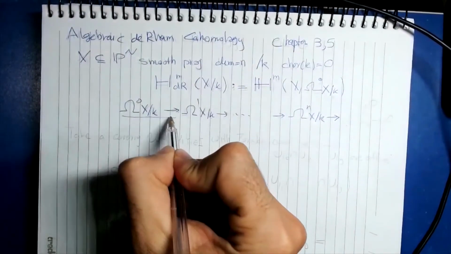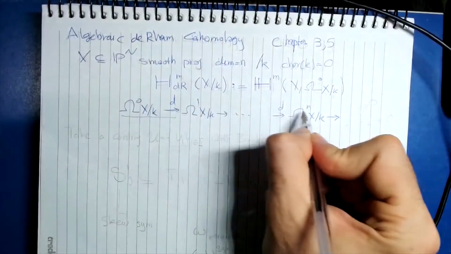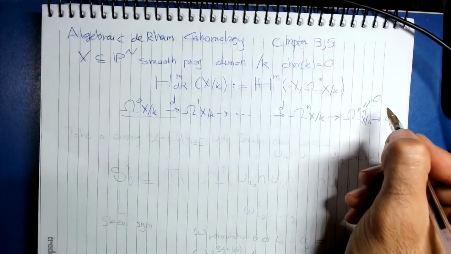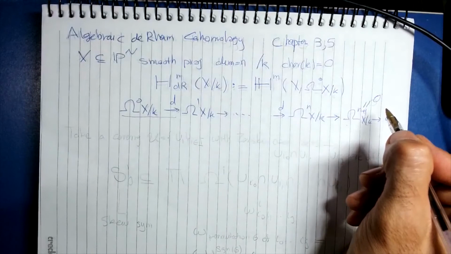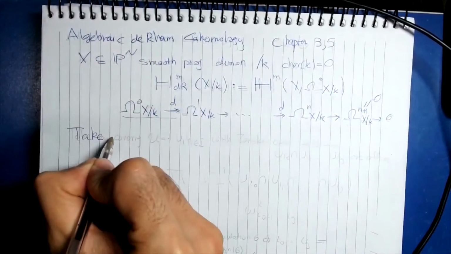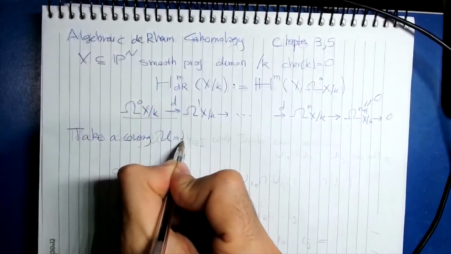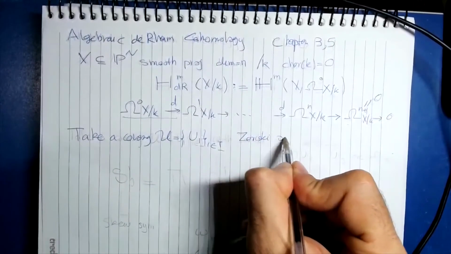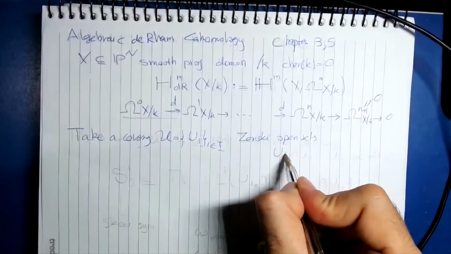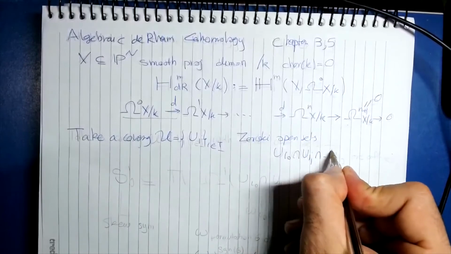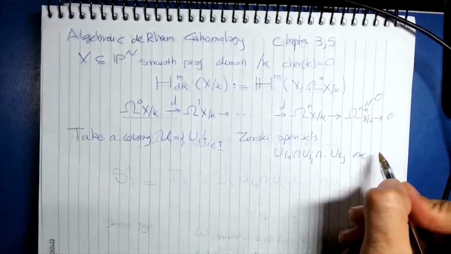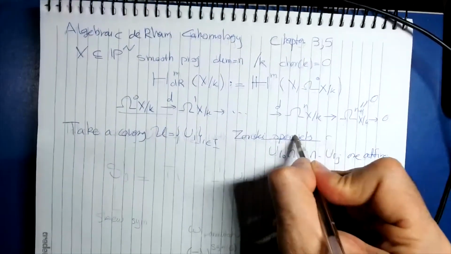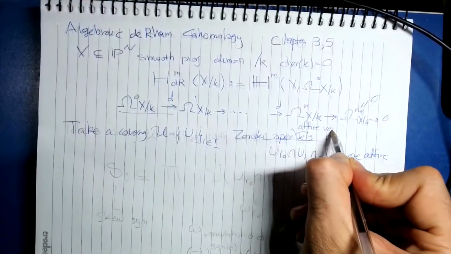As said, we have this complex of differential forms, with the differential operator, and it goes until omega n. When you reach omega n plus 1, it is already 0, because there is no n plus 1 or n plus 2 algebraic differential form over X. And for this, we also will take a covering U with U_i, i in I, with Zariski open sets. And it will turn out that at the end, all these intersections U_i0, U_i1, ..., U_ij are affine varieties.